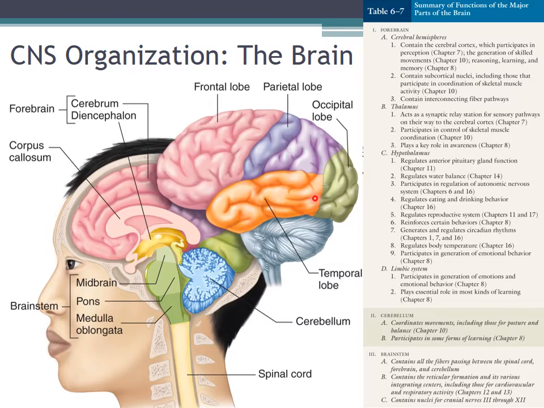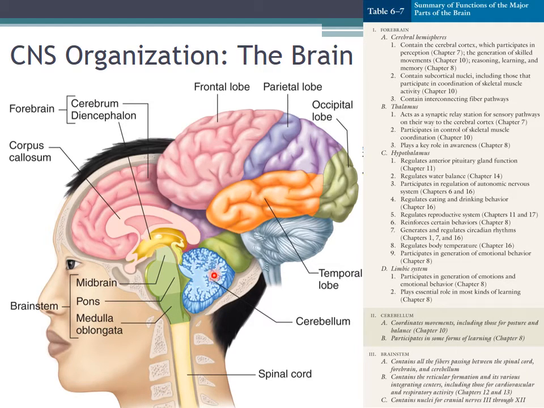Finally, here in the temporal lobe, you have the auditory cortex, which would be around here. The auditory cortex is going to process information from your sound receptors. And you also have the olfactory cortex in the temporal lobe. This is going to be the region of cortex that processes and perceives smell, information from your olfactory receptors.